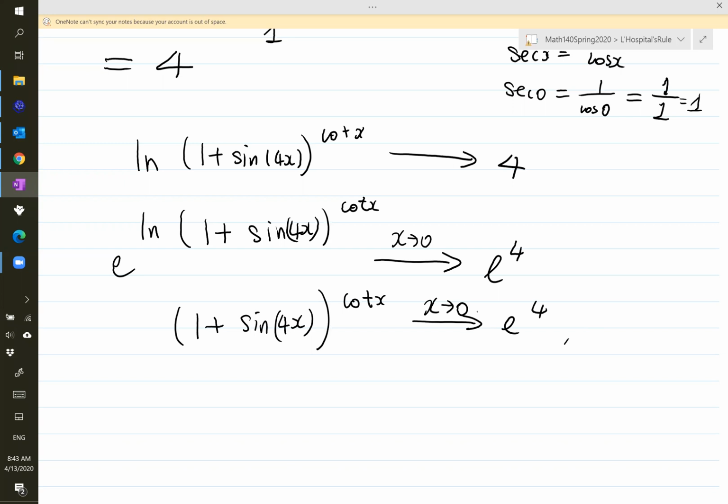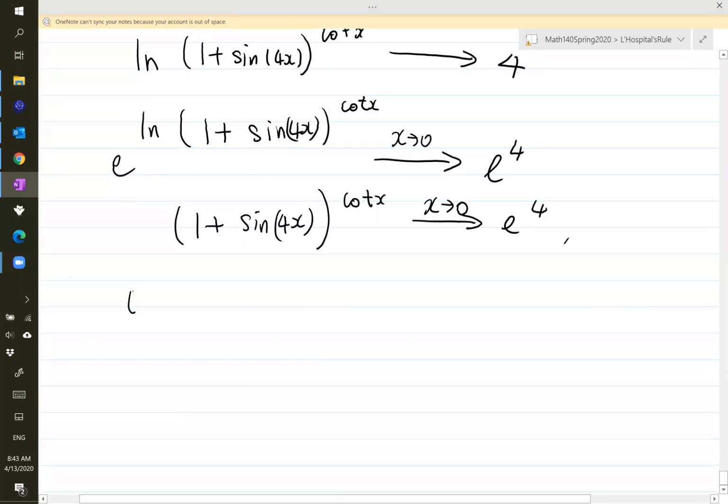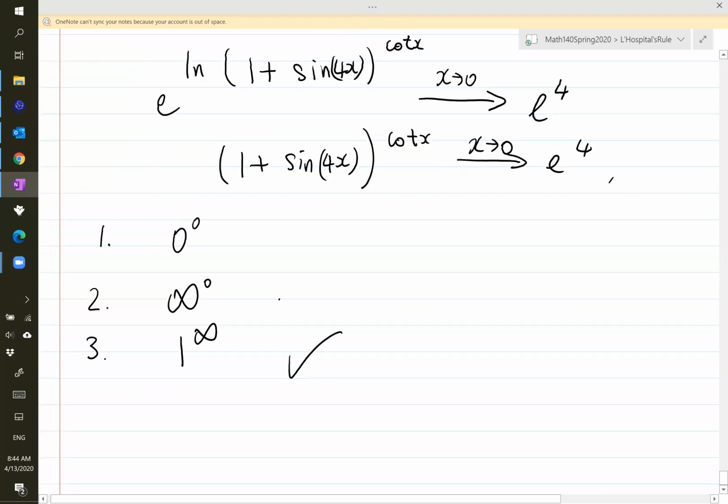Indeterminate powers actually have several types. Type 1 is 0 to the power 0. Type 2 is infinity to the power 0. Type 3 is 1 to the power infinity. Now we already did this example. Now let's do the second example.